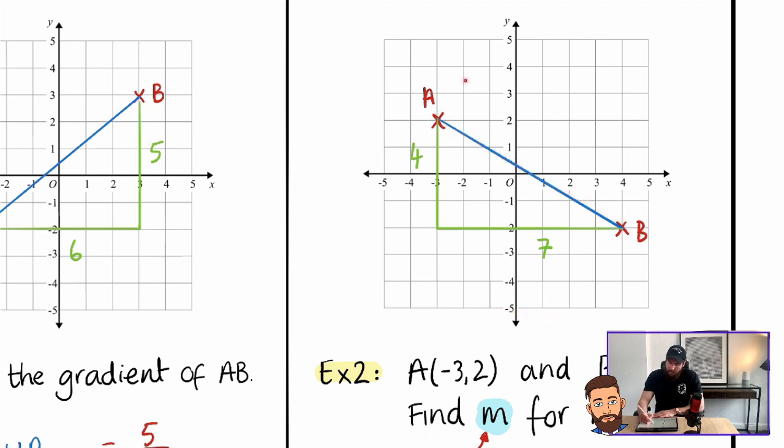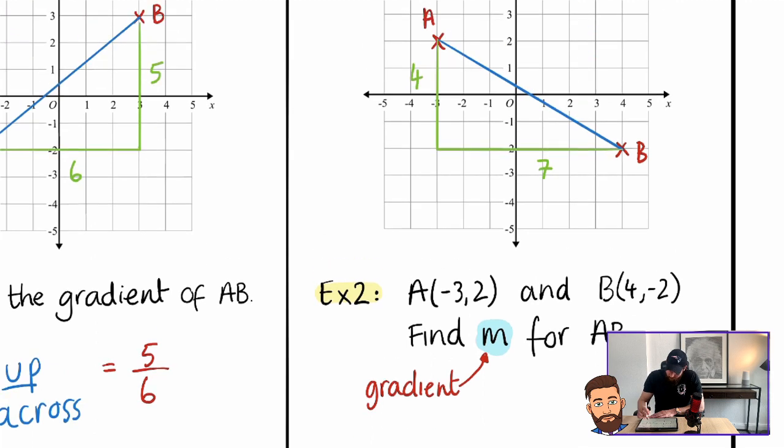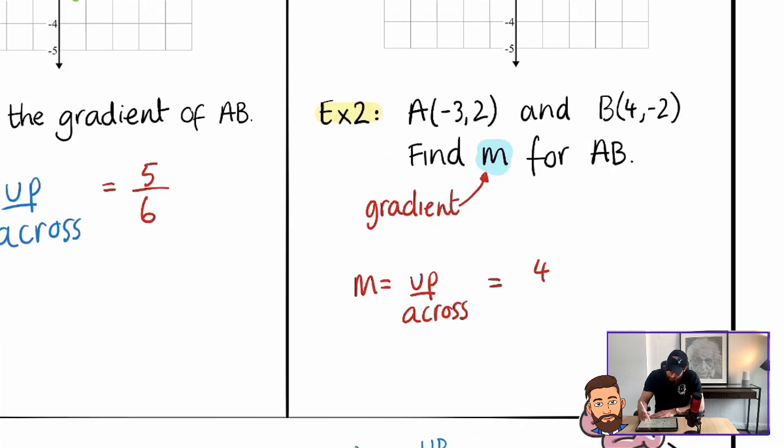And I said about drawing a little man and thinking, if he walks this way, what would happen? He would go down. So I know that my gradient m, remember m equals up divided by across, is going to be equal to, up is 4, across is 7, 4 over 7. However, it's a negative gradient, so it should be minus 4 over 7 because it is going down. Minus 4 over 7 would be the gradient.